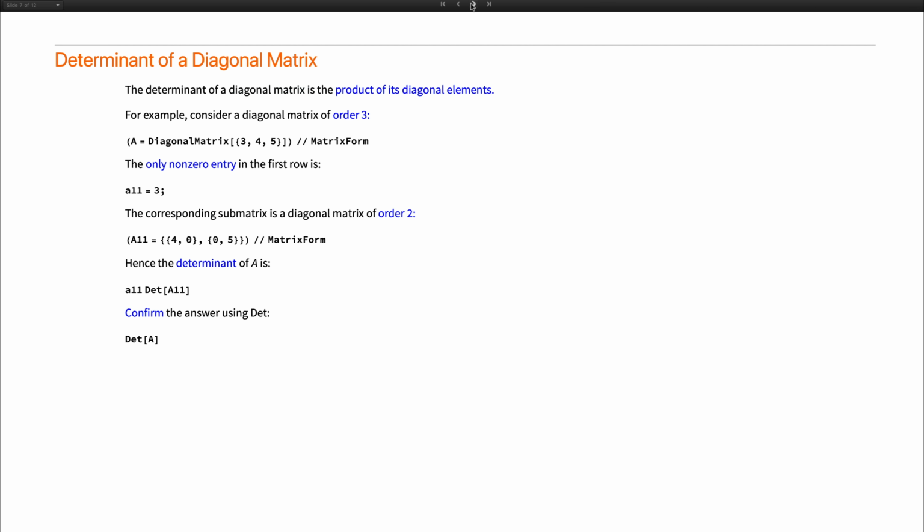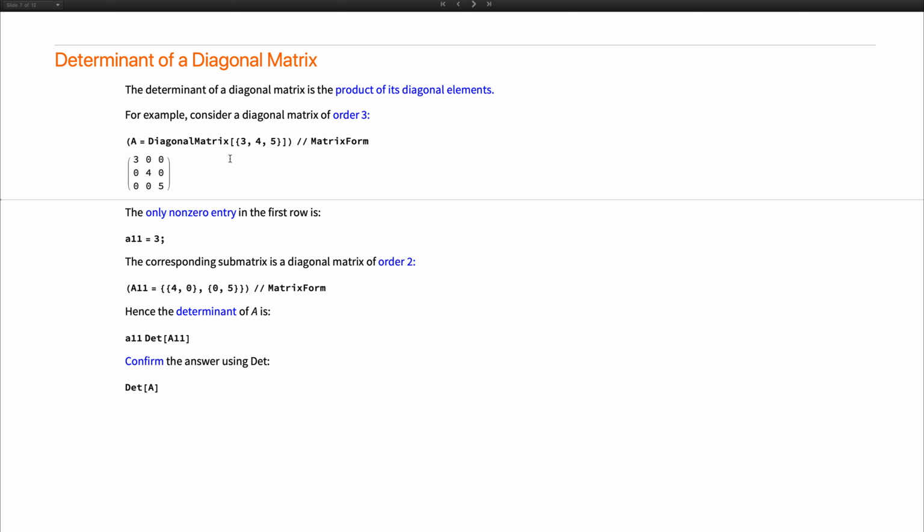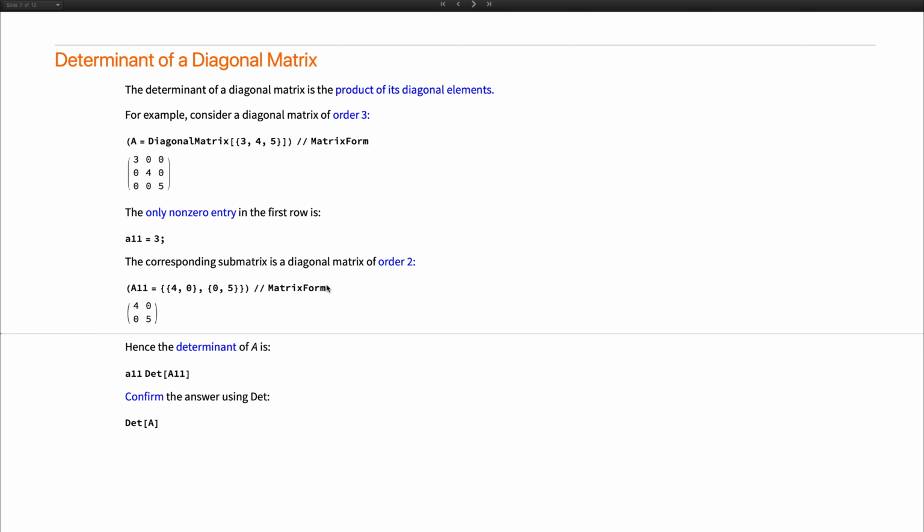Okay, another simple case is the case where you have a diagonal matrix. And in such a case, the determinant is going to be the product of the diagonal elements. That's a nice result. So for example, here you have a diagonal matrix of order 3. The elements over here are 3, 4, 5 along the diagonal. And again, if you try and expand it out, in the first row you only have one non-zero element 3. Work out the corresponding submatrix. And hence, if you go recursively, the answer for the determinant is going to be 60, which you can confirm quickly.